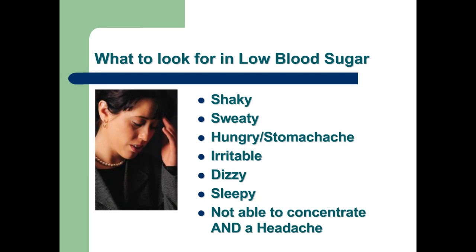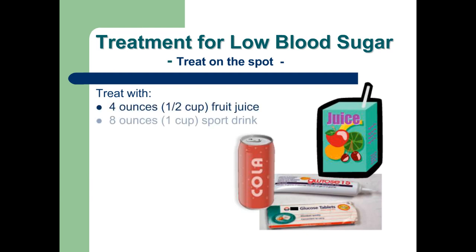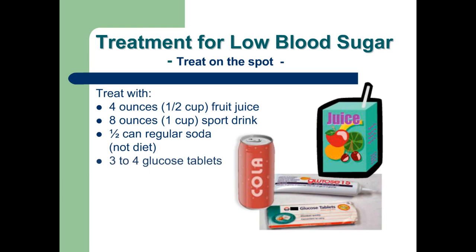As the person's blood sugar continues to drop, the symptoms become more noticeable and can include a change in personality, lack of coordination, confusion, and weakness. As soon as symptoms of low blood sugar appear, treat on the spot. Give the student a quick-acting sugar product such as 4 ounces or half a cup of fruit juice, 8 ounces or 1 cup of sports drink, half a can of regular soda, not diet, 3 to 4 glucose tabs, or 1 tube of glucose gel. These items may be found in the student's backpack, school health office, or school cafeteria.